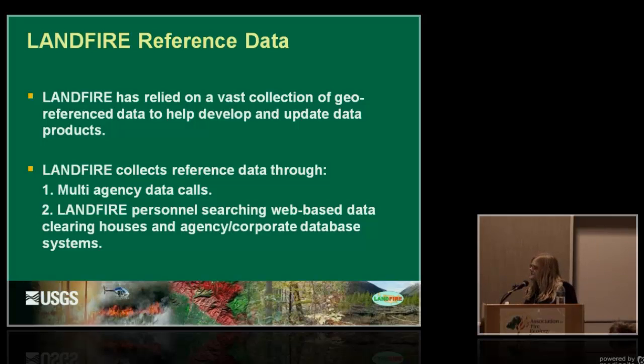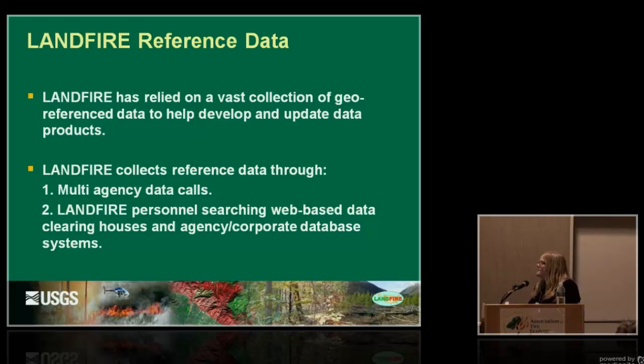Another way we collect data is we also search for data on web-based data clearinghouses. An example of that would be the NPS USGS Vegetation Characterization Program. You can download vegetation data from their site for various national parks. And we also collect data from agency or corporate database systems. We have a direct data sharing agreement with Forest Inventory Analysis, or FIA, so we have access to their vegetation and fuels data. Another agency database we access is the FACTS database, which is a Forest Service activity tracking system, and they have information on vegetation and fuel treatments that we access for our updates.